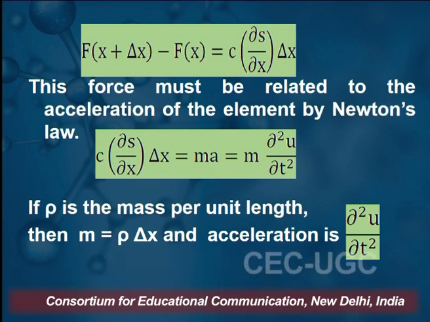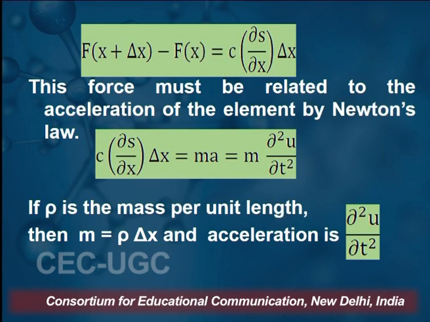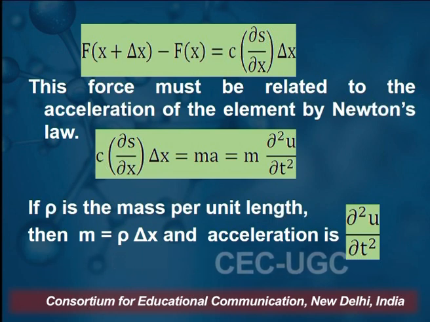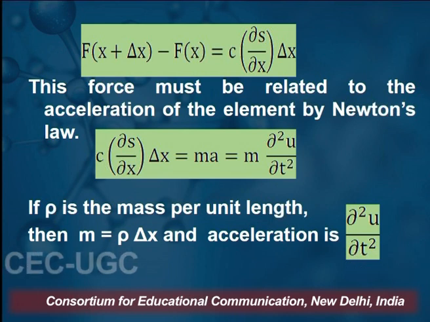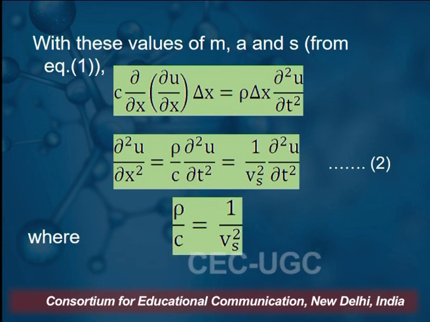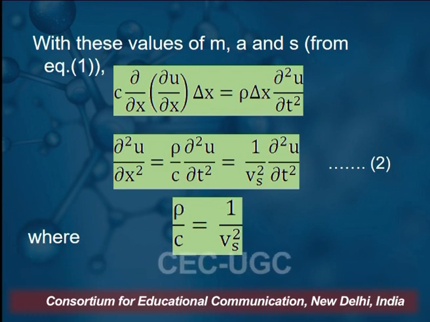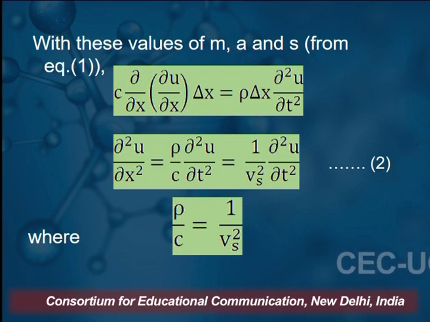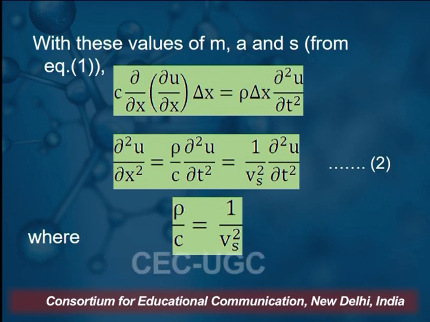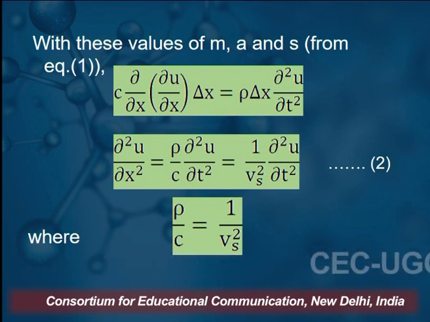Now, if the density of the rod is rho, that means rho will be the mass per unit length. So, the mass of the rod can be written as rho into delta x. Acceleration is del square u by del t square. With these values of m, and from the values of Sx from my equation number 1, I can write C del by del x into del u by del x into delta x equal to rho delta x into del square u by del t square.